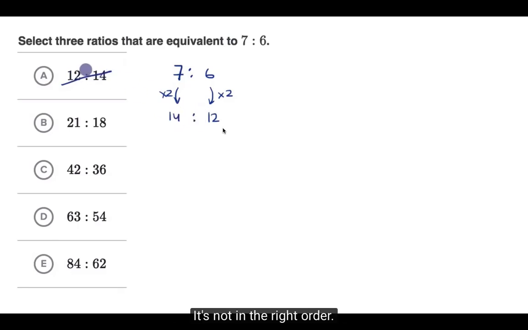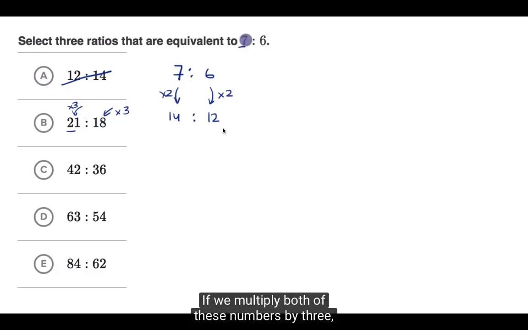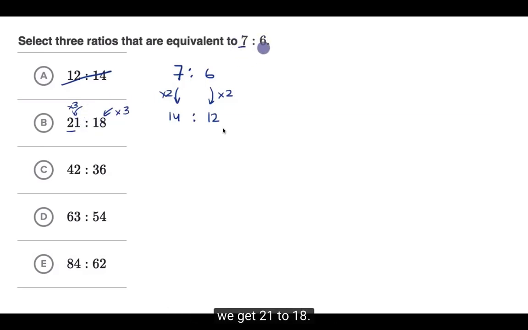It's not in the right order. Now, let's think about 21 to 18. To go from 7 to 21, we would multiply by 3. And to go from 6 to 18, you would also multiply by 3. So that works. If we multiply both of these numbers by 3, we get 21 to 18.